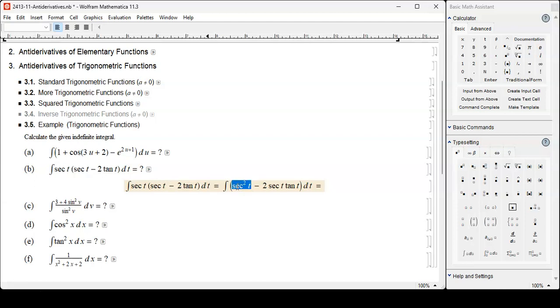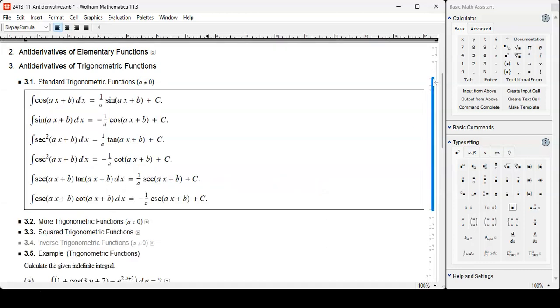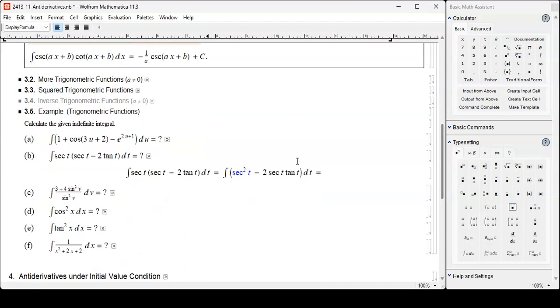Now secant squared. Any antiderivative rule associated to that? Right here. The derivative of tangent is secant squared. And then the derivative of secant is secant times tangent. So this one is tangent of t, and then this is secant of t, and then plus c. So this gave us blue, and this one green.